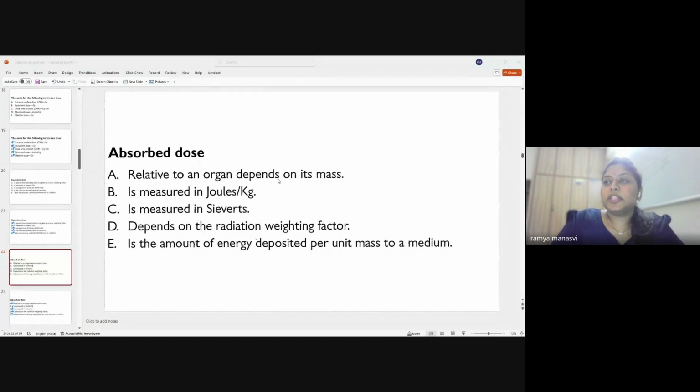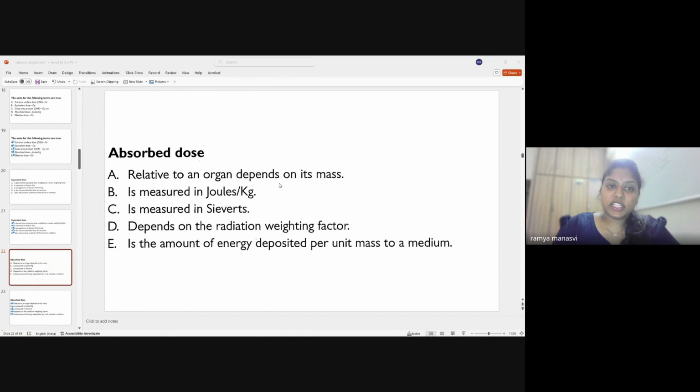Relative to an organ depends on its mass. No, it is energy deposited per unit area. That's it. Absorbed dose, the definition is, that is what you have to remember, and anything else is false. It is measured in joules per kg. Yes, true. Gray is nothing but joules per kg only. Is measured in sieverts. No, it is measured in gray.